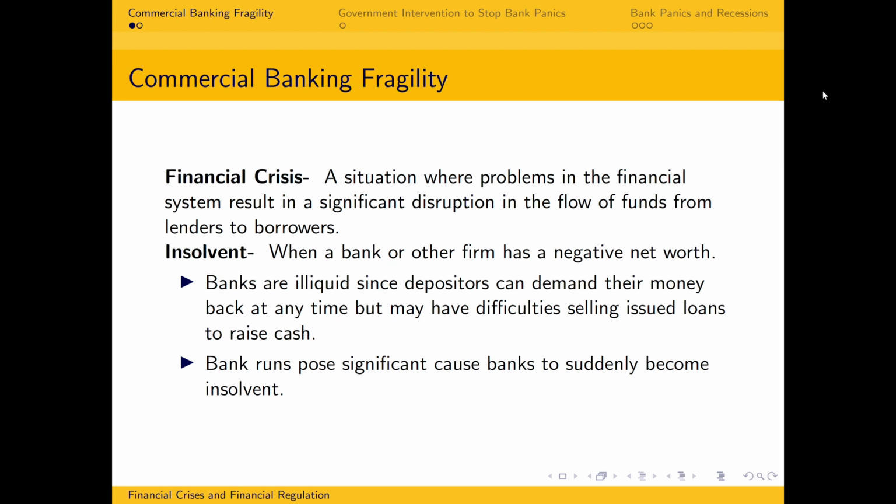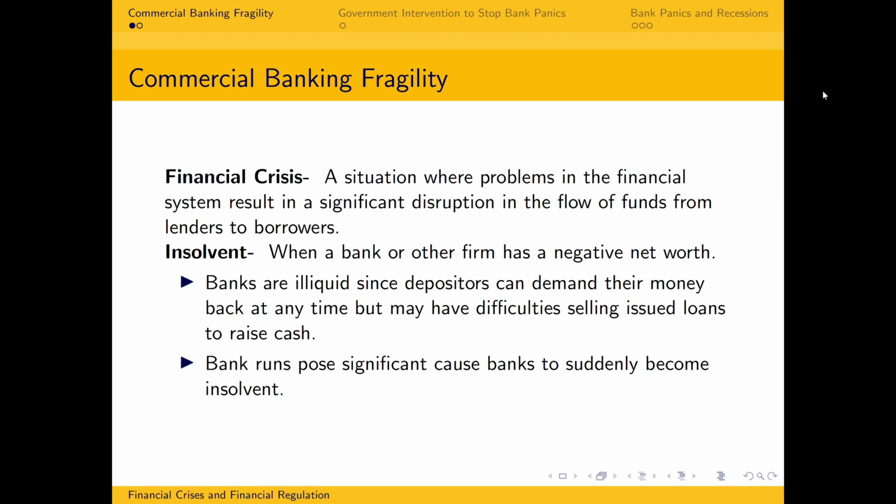So, let's formally define what a financial crisis is. It's just a situation where problems in the financial system result in a significant disruption in the flow of funds from lenders to borrowers. So really the important key is this flow of funds. That's what separates a financial crisis from just another type of problem.